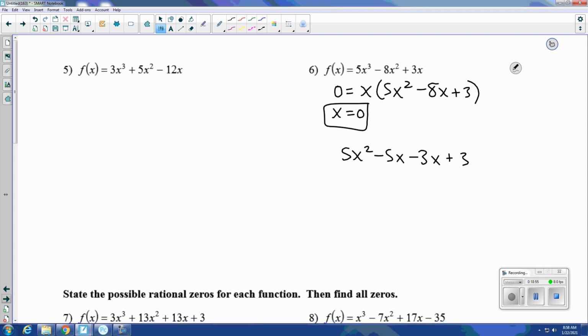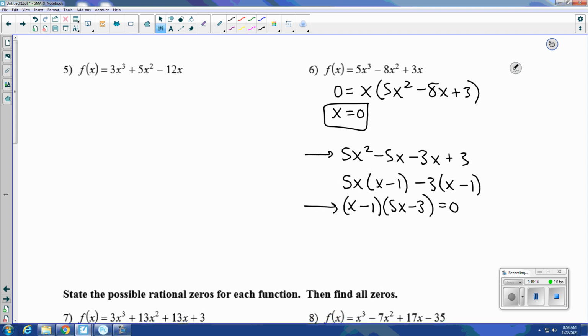Let's make our group. So I'm going to take out a 5x from the first group. We'll get x minus 1. -3 from the second group. Now they both have x minus 1. 5x minus 3 is left. So we've taken this quadratic and reformatted it as a product of two linear binomial terms equaling 0. We'll set each one equal to 0. We'll solve, and we'll get our remaining two solutions, x equals 1 and x equals 3/5.